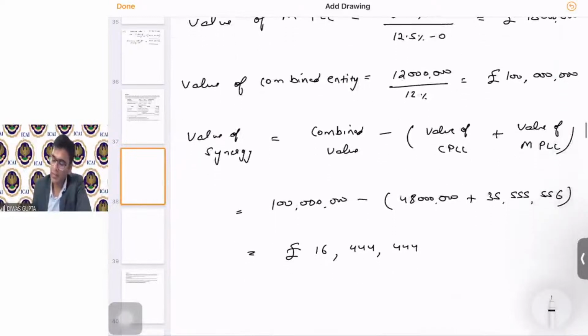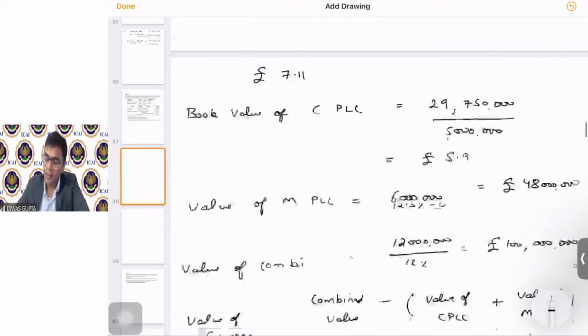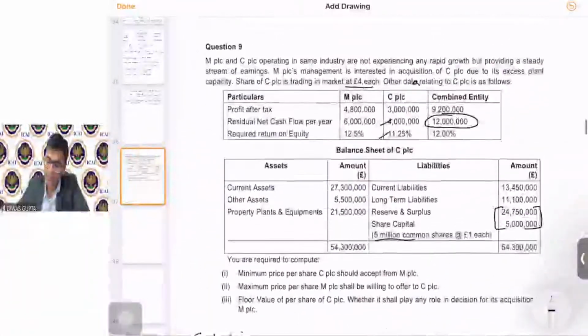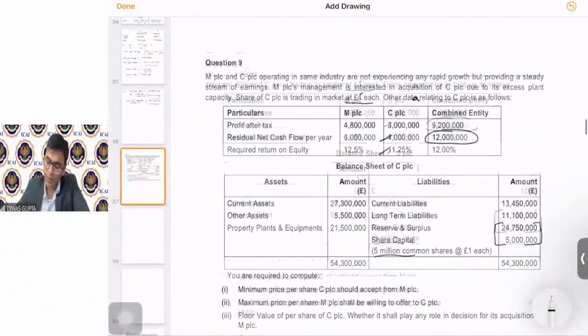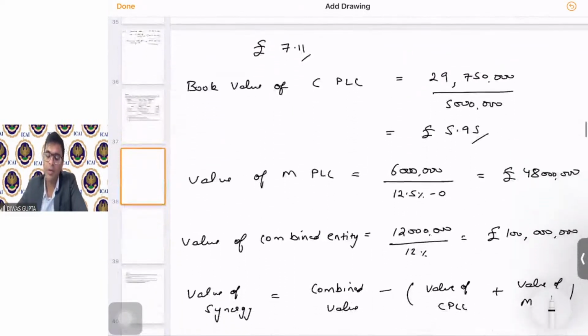Now, students, with all this data, think from CPLC's point of view, because the first part is to tell about the valuation from CPLC's point of view. So what do you think? The current market price is 4 pound, the book value is 5.95, and the revised value per share basis the cost of equity is coming out to be 7.11.